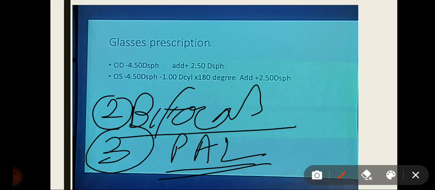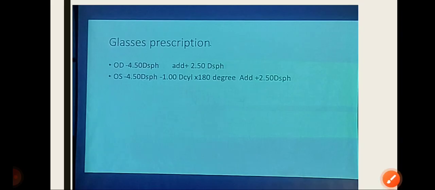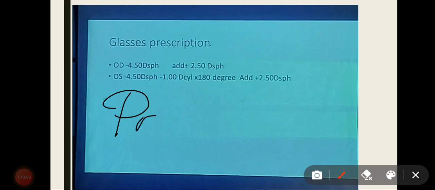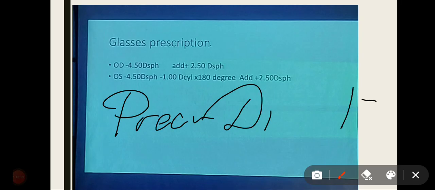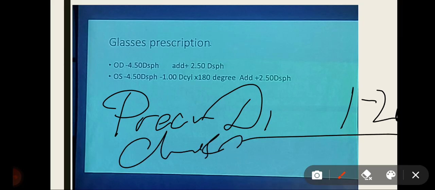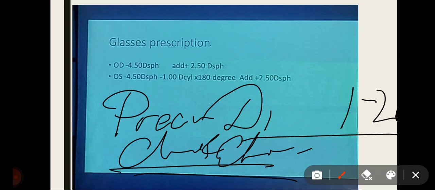Listen. And prescription duration. The duration of the prescription is 1 to 2 years only, and for children and the elderly this changes frequently, so the validity will be shorter, sometimes less than 1 year.